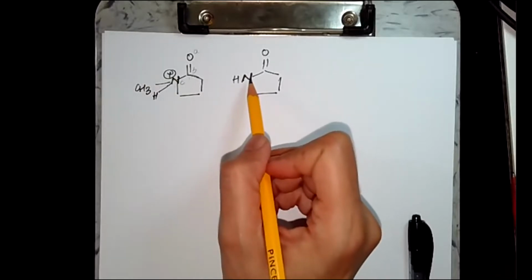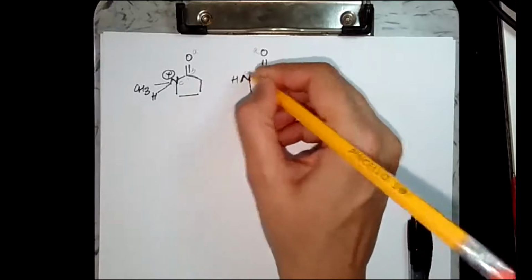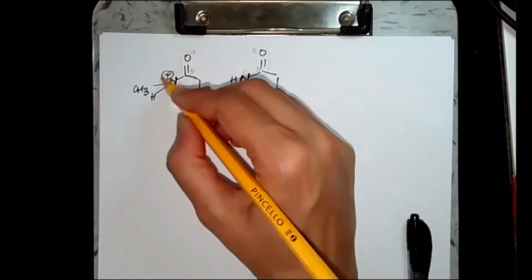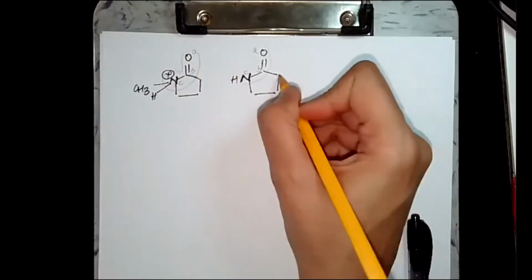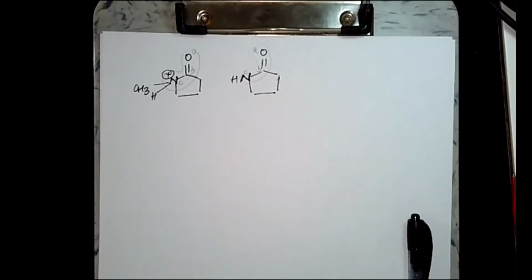What do you think? Why am I still choosing A, B, C as my allylic pattern? And why am I not including this carbon right here? Can anybody remember why?